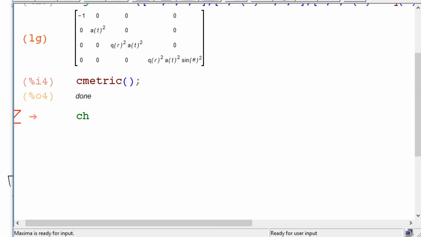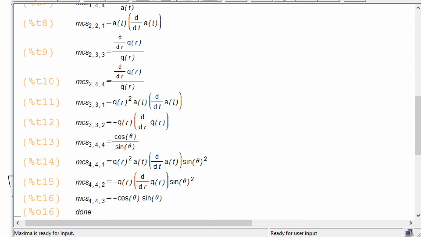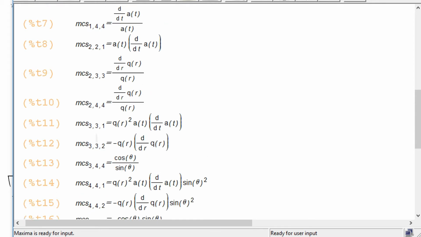Now we specify christof, mcs. And mcs, all that does is adjust the ordering of the elements. I don't really understand it, I have to say. Here we go. And in the blink of an eye, it's done it all for us.